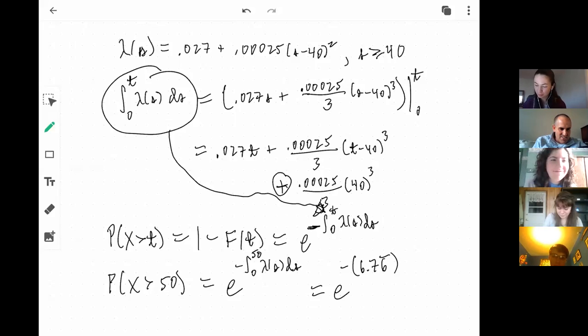Negative 6.766666 repeating, yes. It's not letting me do it. She's got this thing in some kind of mode that doesn't work. Can someone put that into their calculator though? 1 over e raised to that power. What do you get? I could do it in Wolfram Alpha here. Well, I just got 0.0011516, etc. But that's kind of small. That makes sense.